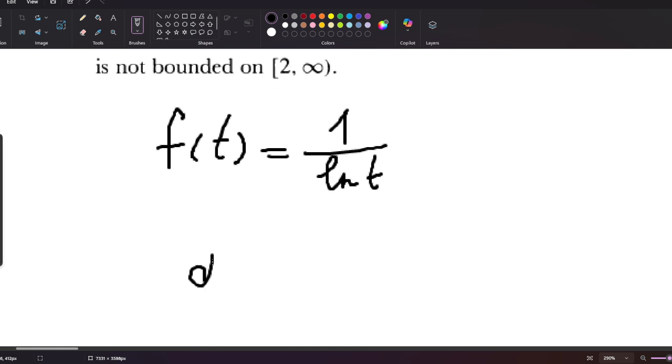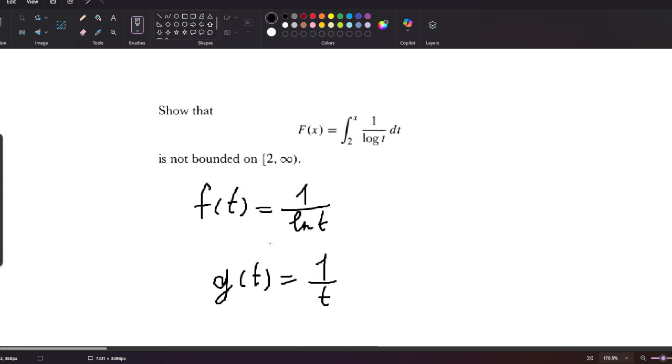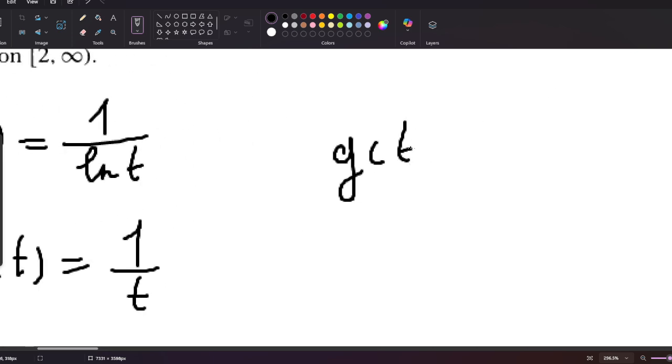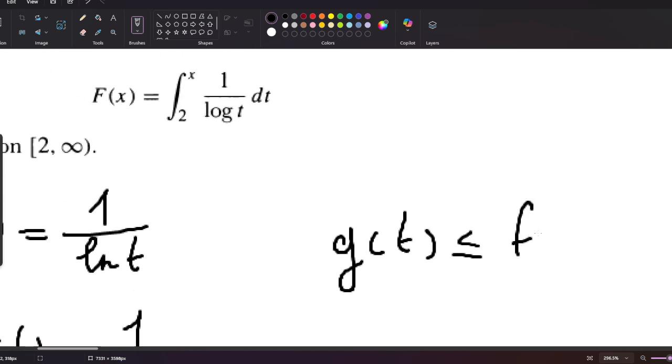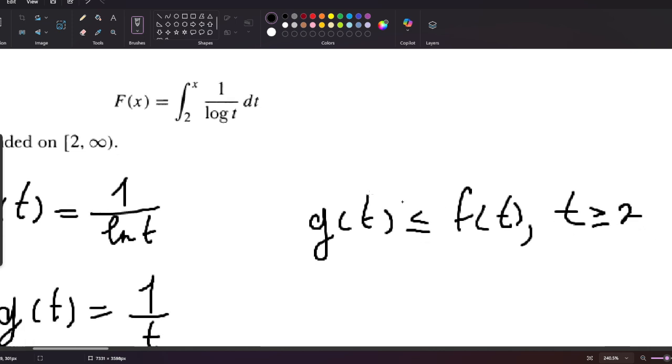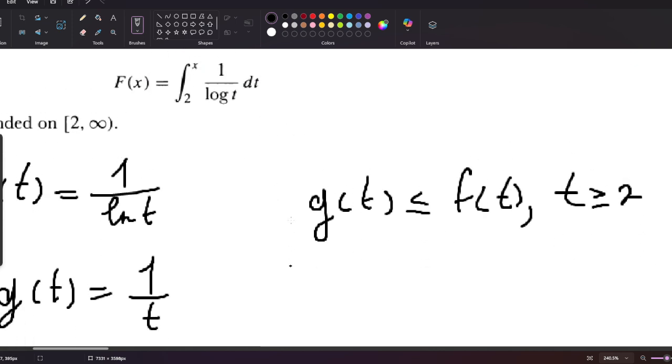Now we need to find a function that would be lesser on this interval, g of t. An intuitive pick would be 1 over t. It's easy to show that it is in fact lesser than 1 over natural logarithm of t on this interval. So g of t is less than or equal to f of t for t greater than or equal to 2. Now we can take the definite integral of both sides.